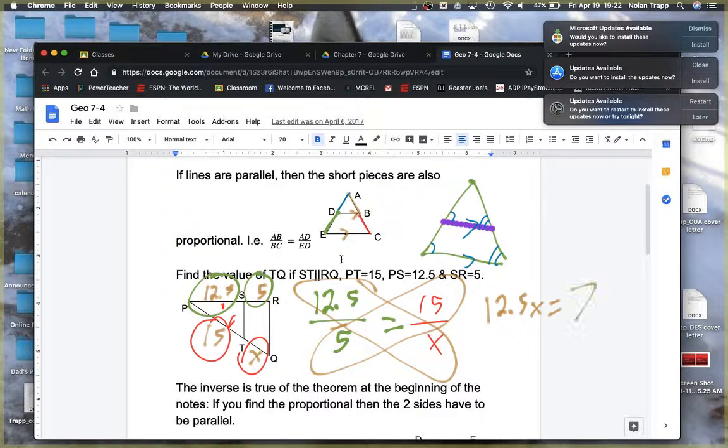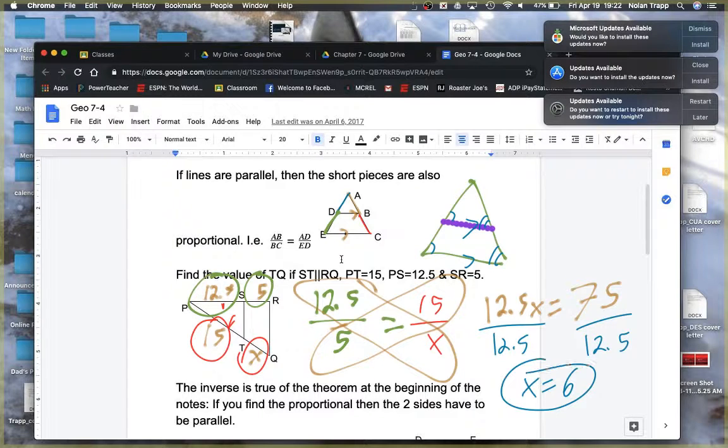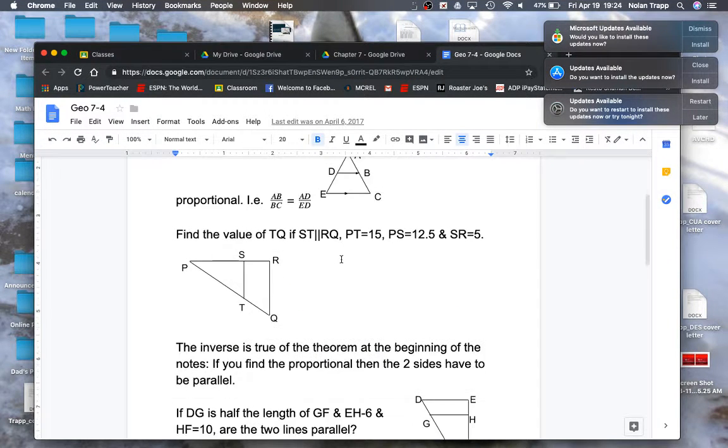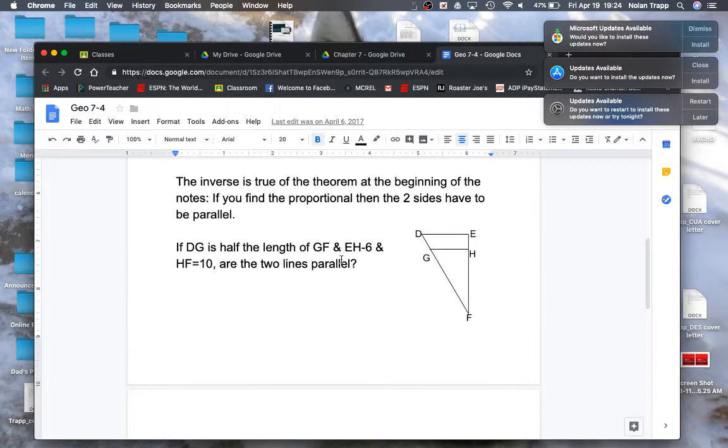15 times 5 is 75. And x would have to equal 6 if you use a calculator. Or the way I did it in my head was 12.5 times 2 is 25. So that's times 2 to get 25. Times 3 gets me 75. So 2 times 3 makes 6. That doesn't make sense. I apologize. You can think through it your own way and hopefully get there the same way.